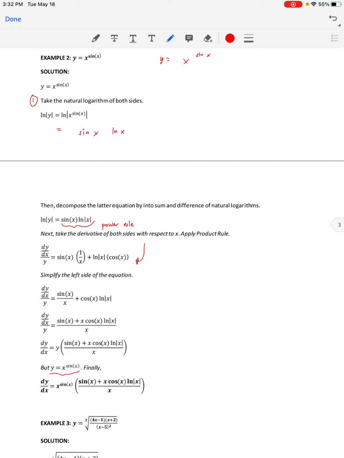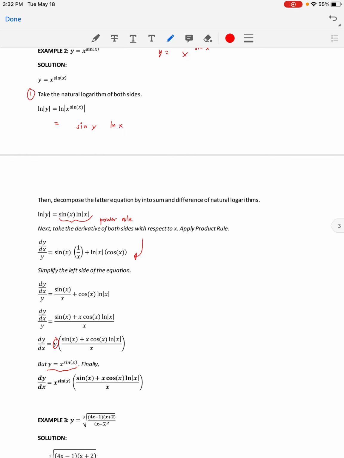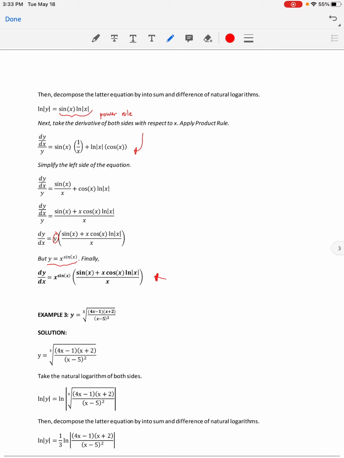Do not forget about this, class, kay siguro diri ang source sa mga mali, kay dapat dili man na siya magpabilin ni y, so ibalik siya nato sa iyang original form. So, y is x sine of x, then i-multiply na to with the rest sa simplified na form sa equation. So mao siya ang imong final answer. Final answer siya when you see nga wala na further simplification na mahitabo. So, mao siya ang mahitabo diri, class.